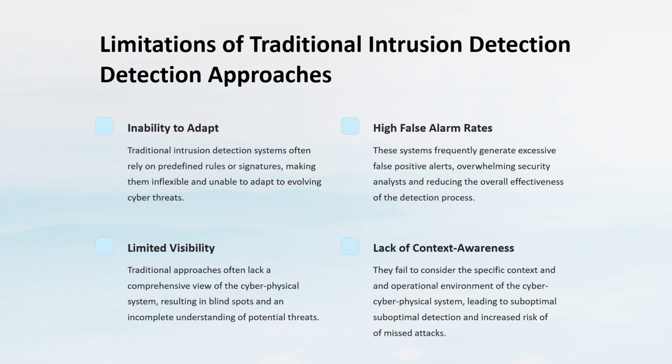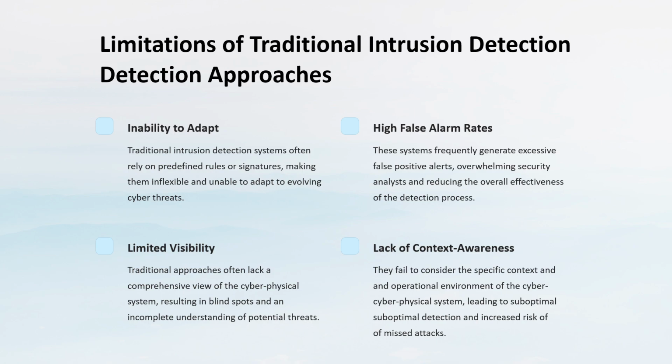Limited visibility. Traditional approaches often lack a comprehensive view of the cyber physical system, resulting in blind spots and an incomplete understanding of potential threats. So with limited visibility, they detect intrusion only up to a limit. They can't go beyond that, and that causes new problems that cannot be avoided. So in modern intrusion detection, some algorithms are used to detect intrusion in an unlimited way, with adaptability to the new technology, without high false alarm rates, and beyond the limit.